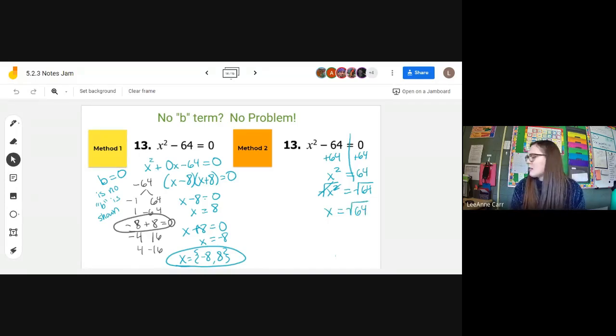Now, square root of 64, anybody know that off the top of their head? That's basically asking what number times itself gives you 64. The square root of 16 would be 4. There we go, 8. 8 times 8 would give me 64. However, wouldn't negative 8 times negative 8 also give me 64?